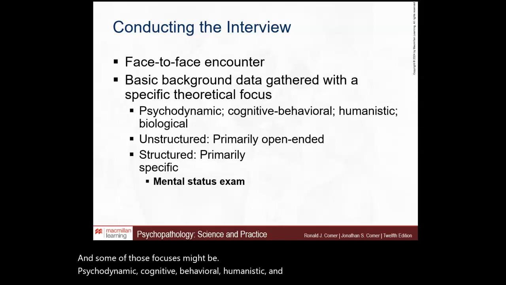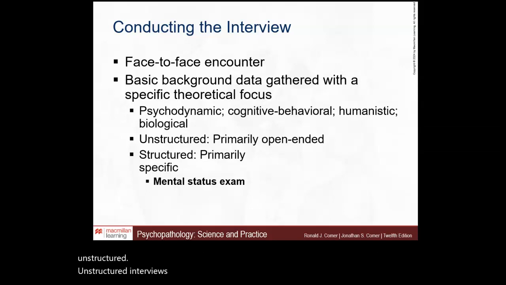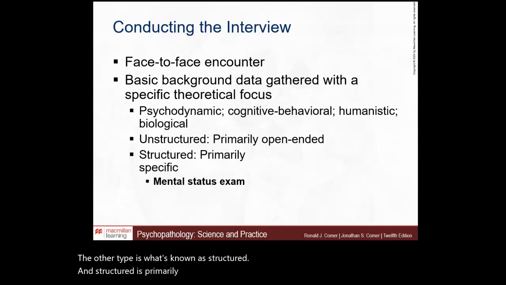And there's what's known as unstructured. Unstructured interviews typically appeal to psychodynamic and humanistic clinicians. The other type is what's known as structured. And structured primarily focuses on specifics.